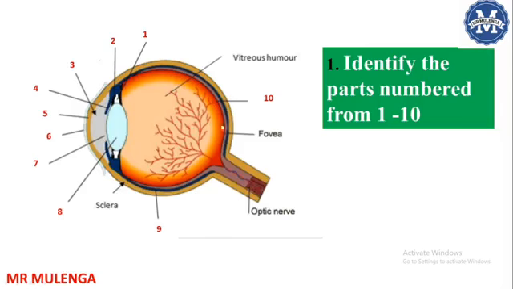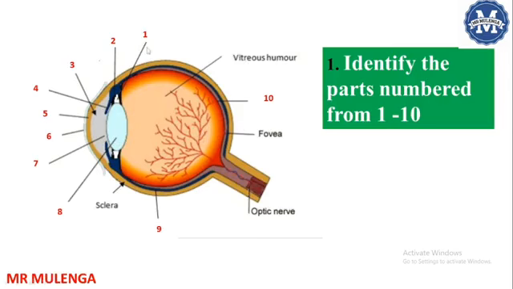We have the internal structure of the eye, as you can see. We have the parts numbered 1, 2, 3, 4, 5, 6, 7, 8. We have the sclera here, 9. Then we have the optic nerve. We also have the fovea, 10. Then we have the vitreous humor. So I just need to identify these parts that are numbered from 1 to 10.